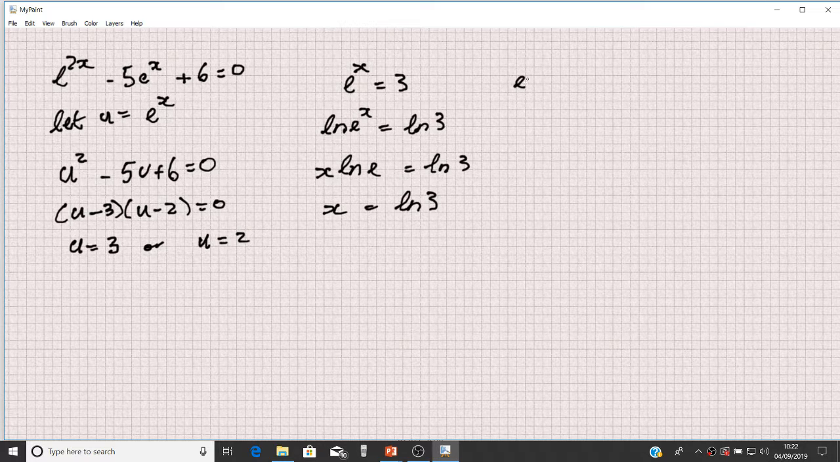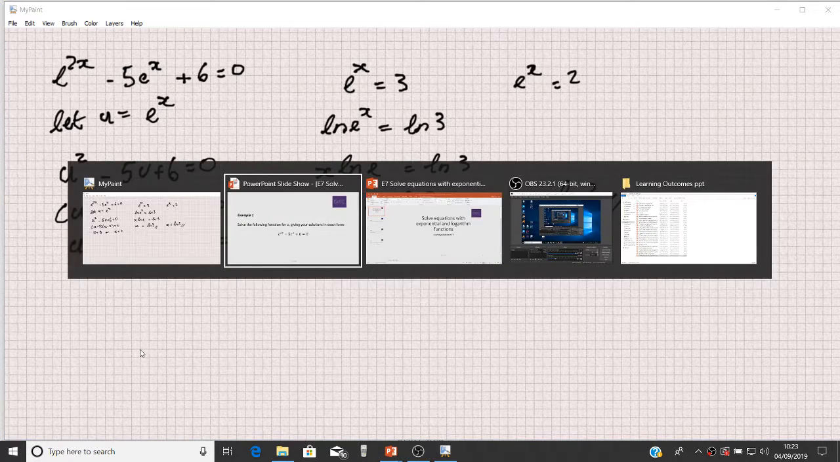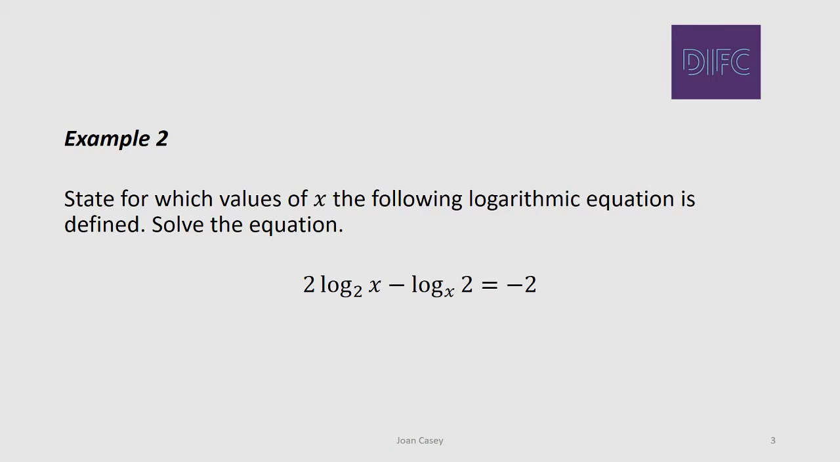Now, similarly, we had e to the power of x equals 2. And following the same process, we will get x equals ln 2. So our final answers in exact form are given there, ln 3 and ln 2. So we'll take a look now at the next example.